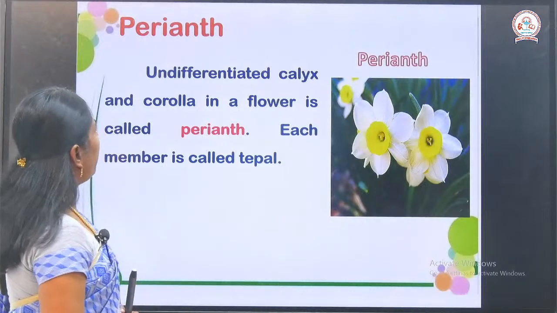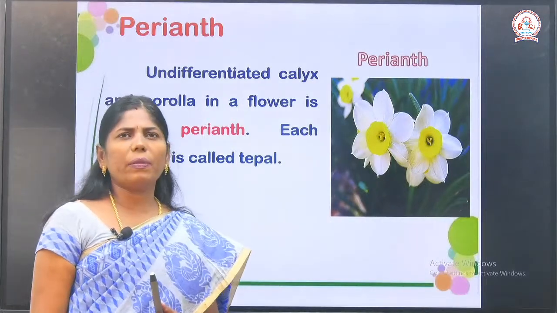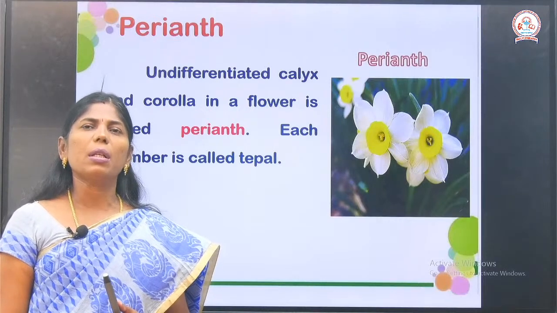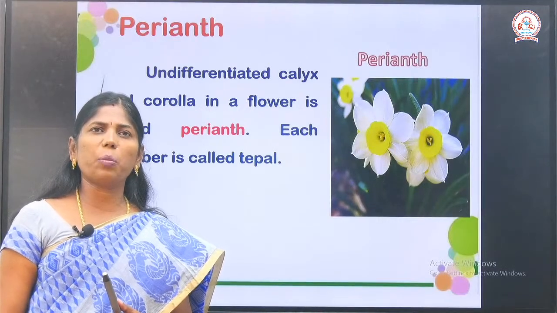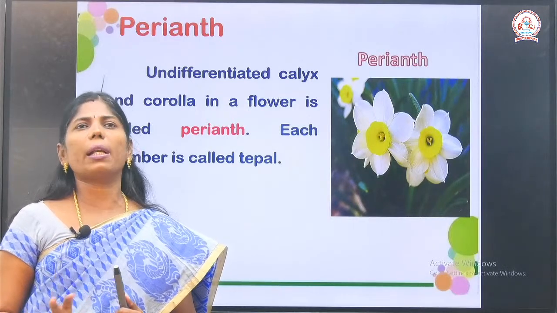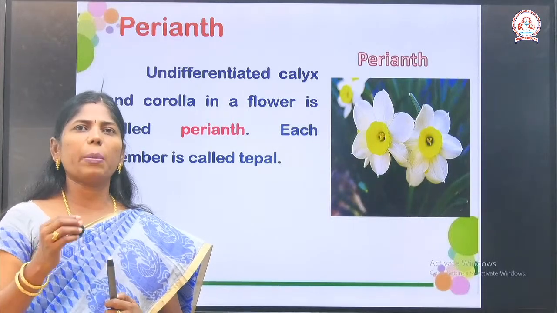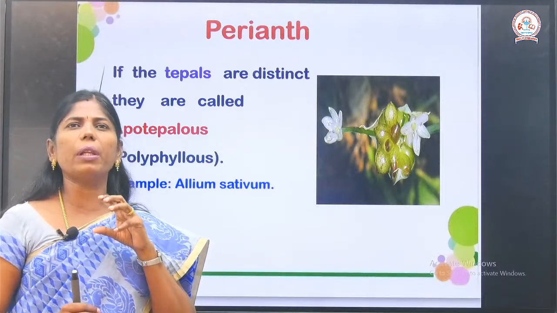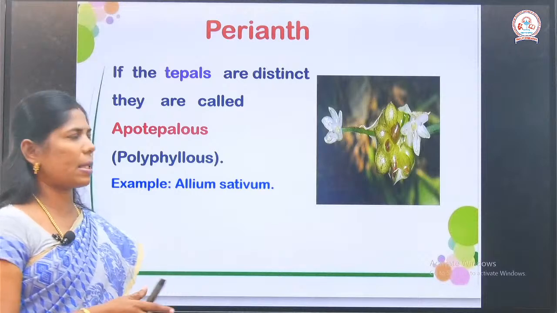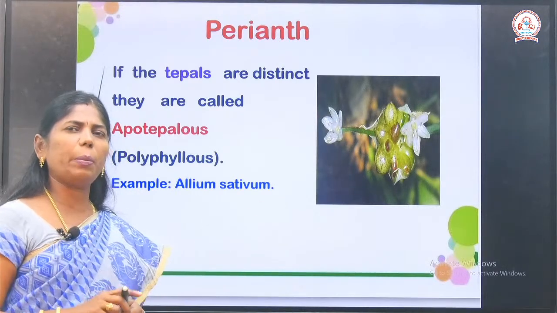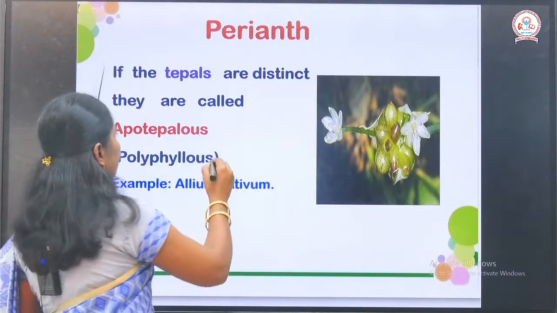And next one is perianth. Okay. When the calyx and corolla are not differentiated, that is called a perianth. Perianth is a characteristic of the monochlamydeous condition, a characteristic of monocotyledonous plants. Each segment of the perianth is called a tepal or phyllus. Instead of tepal, we can use phyllus. Polyphyllous if free. If the tepals are united, that is gamophyllous.